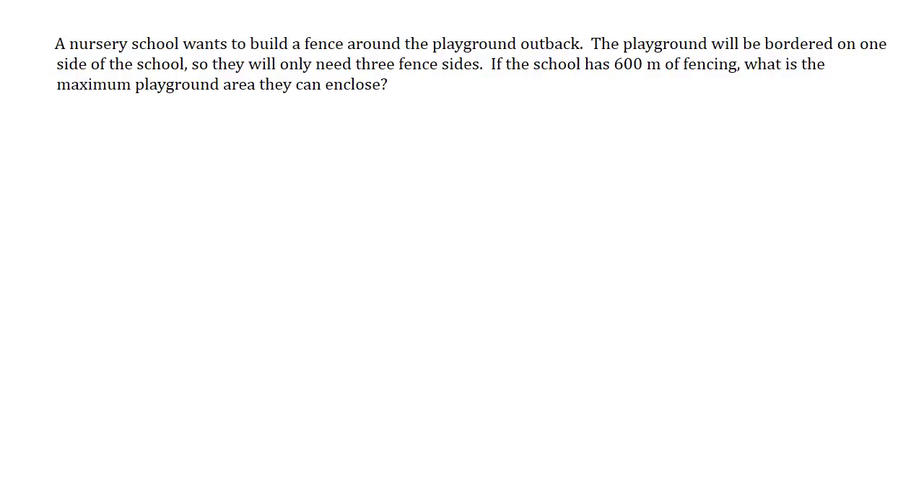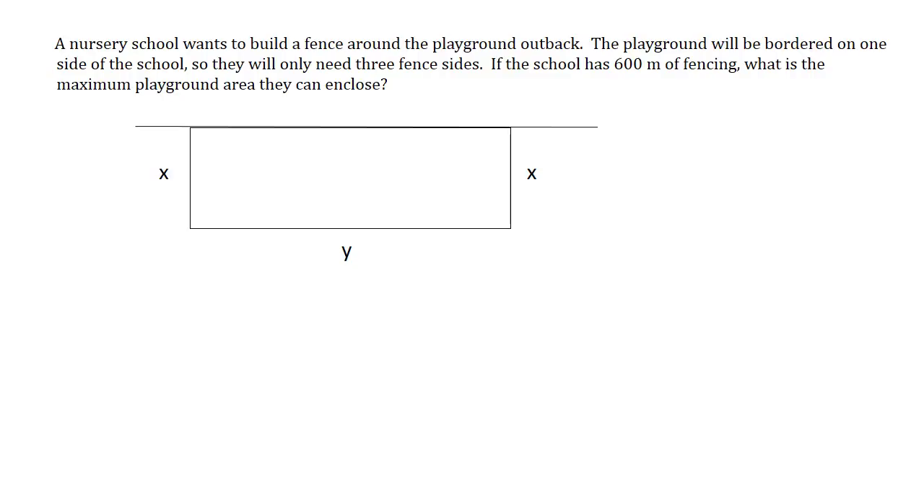Last question. A nursery school wants to build a fence around a playground in the back. They are going to use 600 meters of fencing. But because the playground is going to be right up against the wall, they don't need to put any fence along the wall. They only really need 3 sides for this playground. Here's what that looks like.